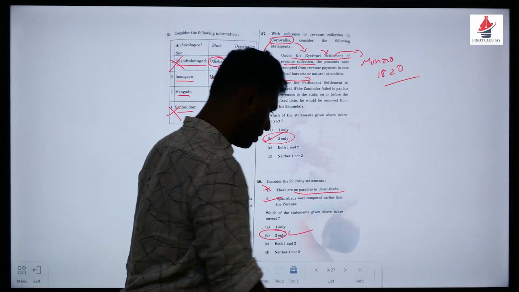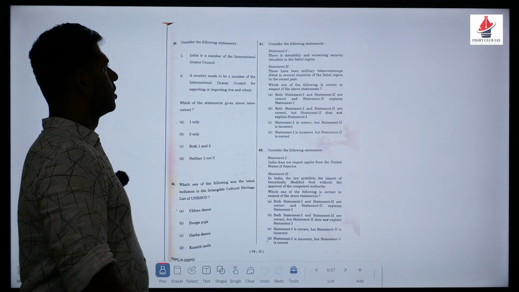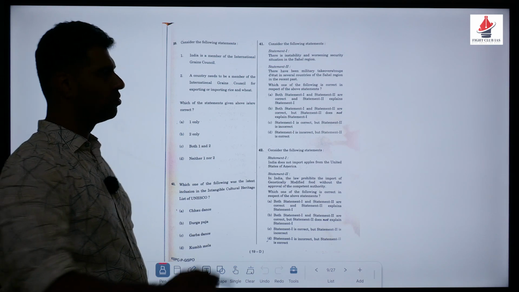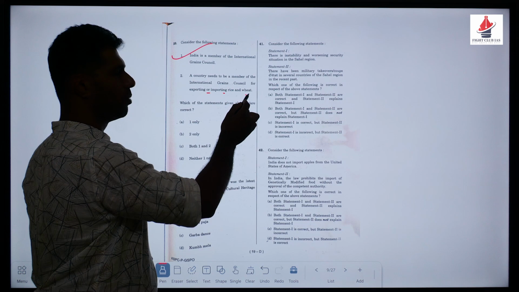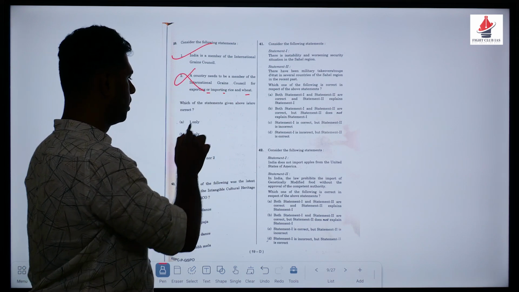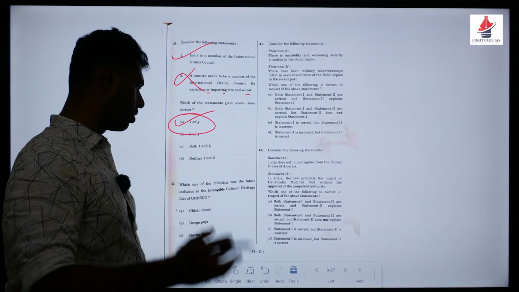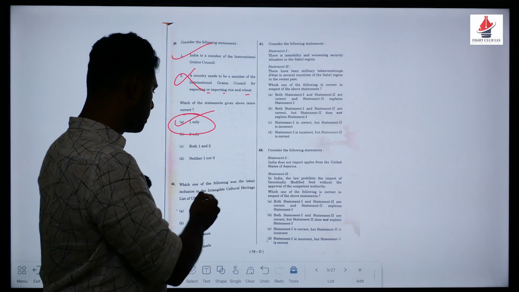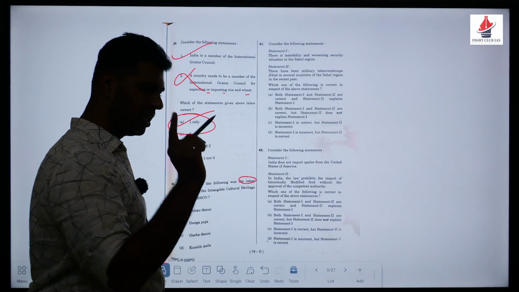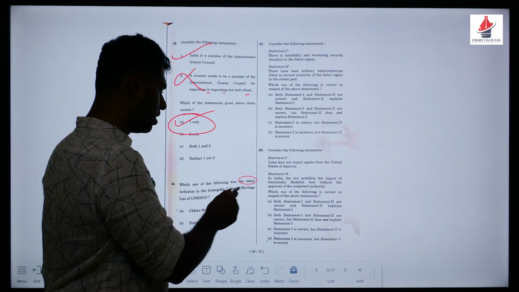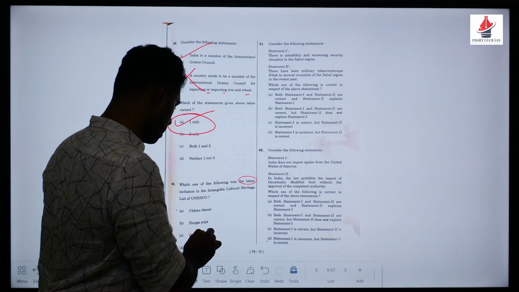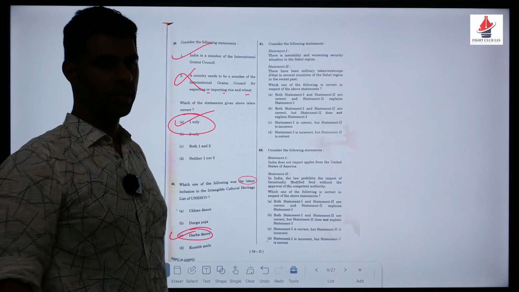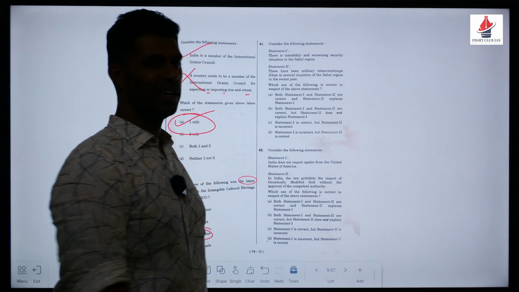Clear? Moving on. 39th. India is a member of the International Grains Council. Yes. A country needs to be a member of the International Grains Council for exporting or importing rice and wheat. Need not be. Answer is 1 only. Not much thought required over here. Which one of the following is the latest? Be careful, it is the latest that they are asking. Inclusion in the intangible cultural heritage of UNESCO list. It is Garba dance. Garba dance was the latest addition.